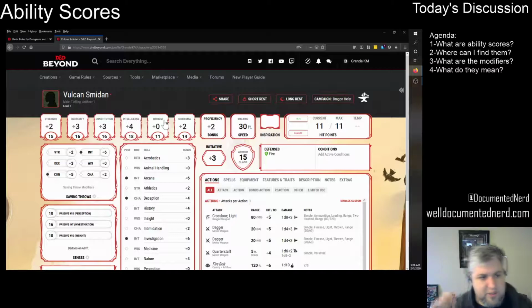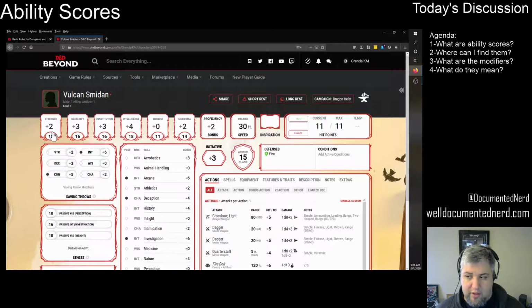So what does each of these mean at the end of the day? Well, strength is one of the ones most people get, in the sense that it's how strong your character is. What does this actually impact? Your strength is any ability that involves athletics or physical exertion. That includes hitting with a melee weapon. So if you're swinging a sword, your strength will affect your ability to hit and how much damage you can do.